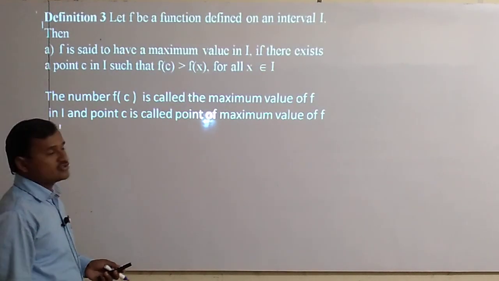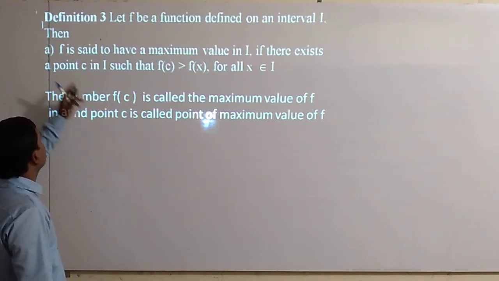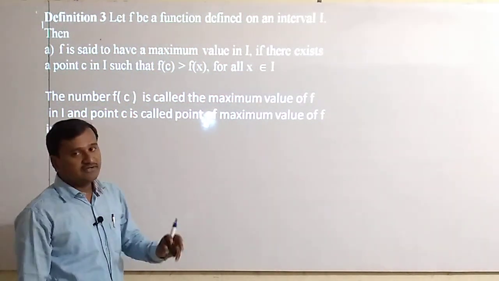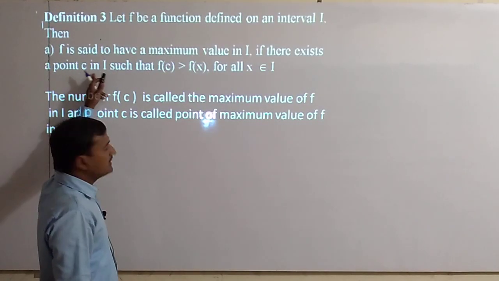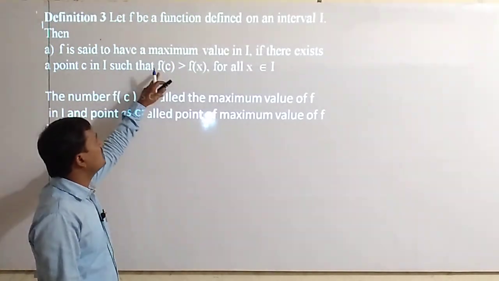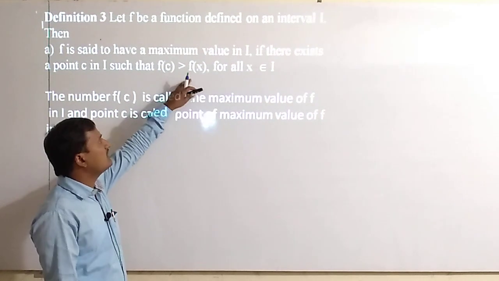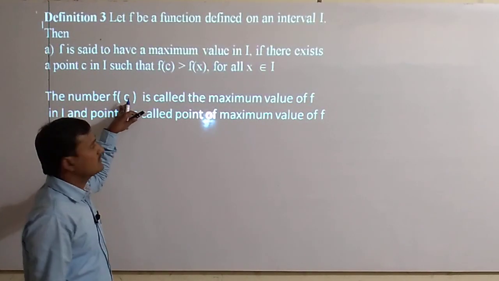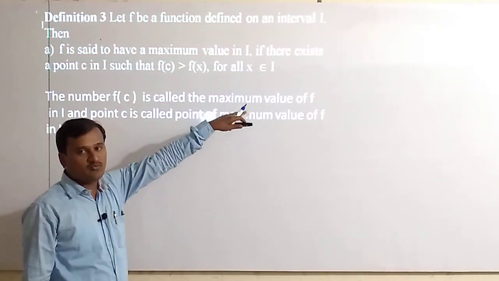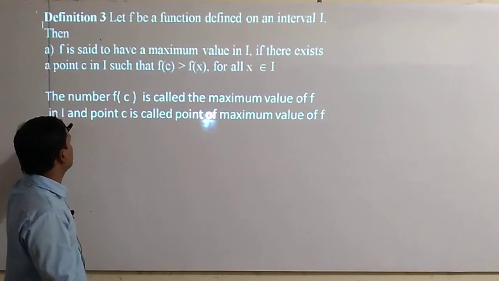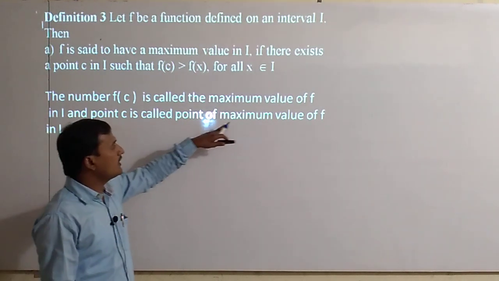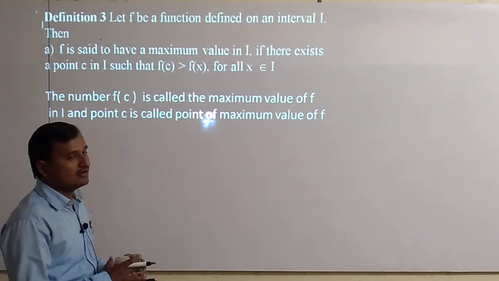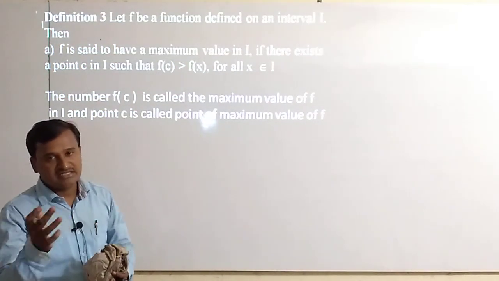Let f be a function defined on an interval I, then f is said to have a maximum value in I if there exists a point C in I such that the functional value at C is more than the functional value at x for all x belongs to I. So in that case, the number f of C is called the maximum value of f in I, and the point C is called the point of maximum value of f in I. So this is the mathematical definition of maxima of a function.